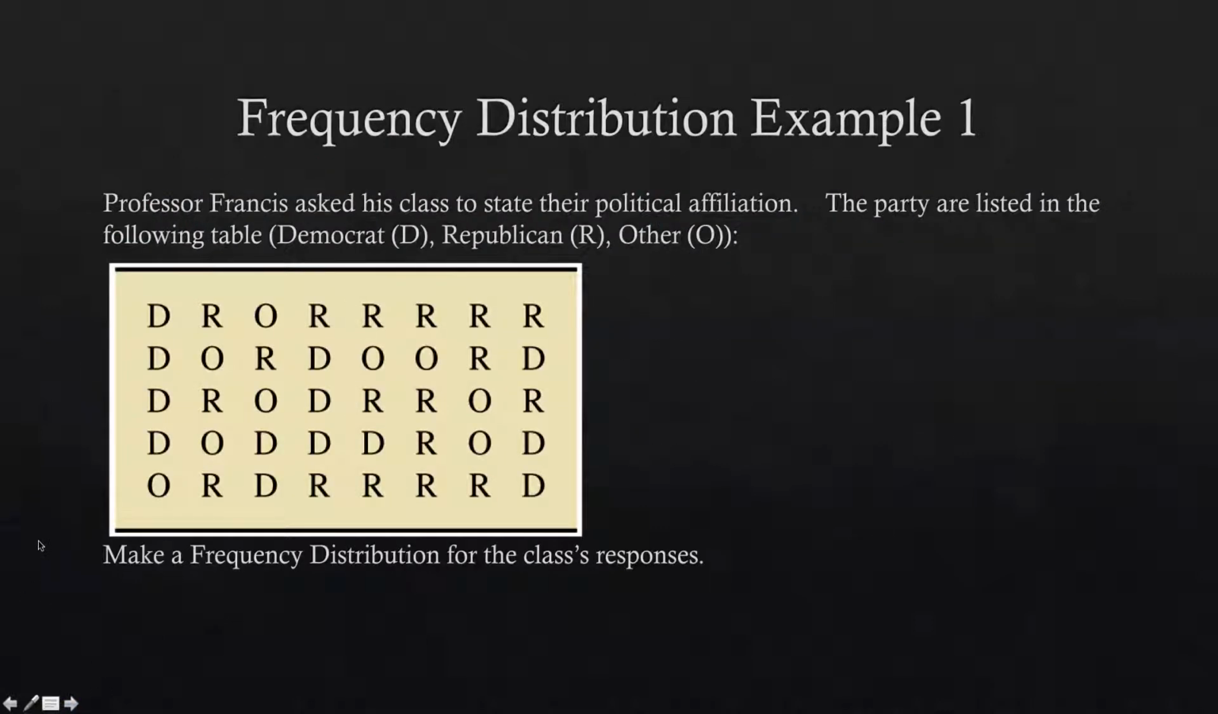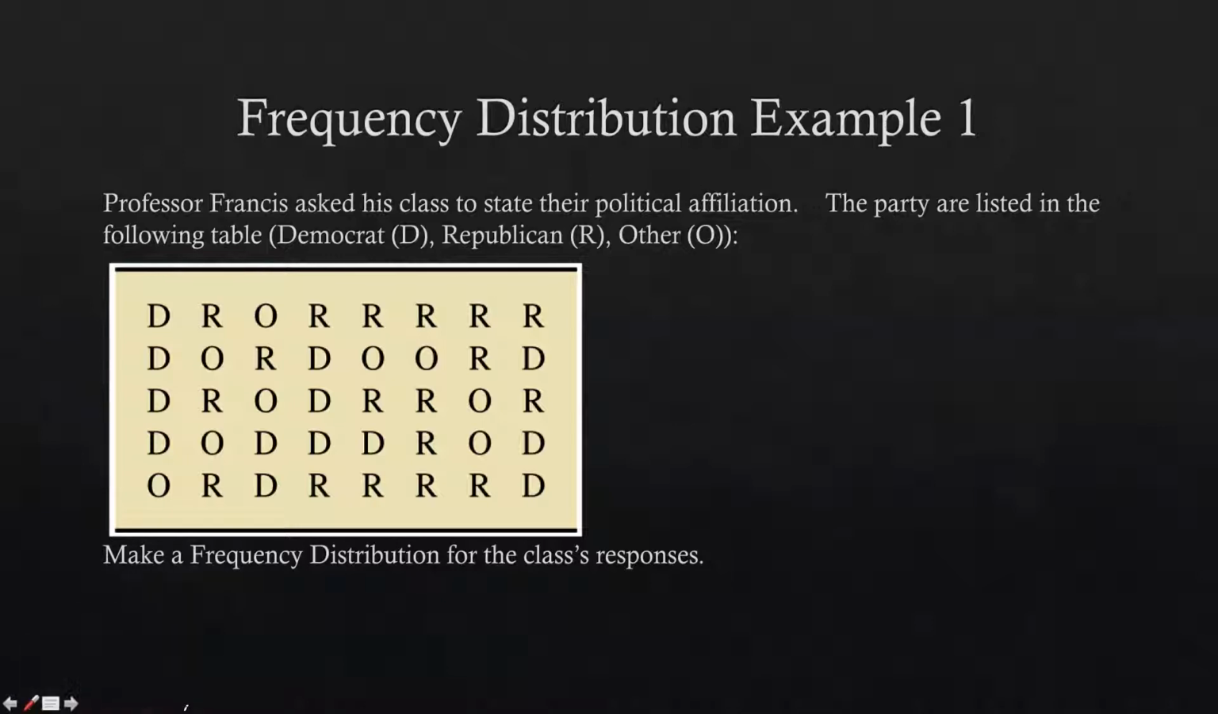Okay, so Professor Francis asked his class to state their political affiliation. The parties, is what it should say, are listed in the following table. Democrat is D, Republican is R, O is other. Make a frequency distribution for the class's responses. Okay, so a frequency distribution.